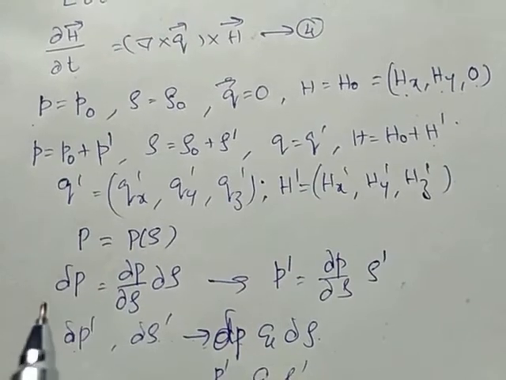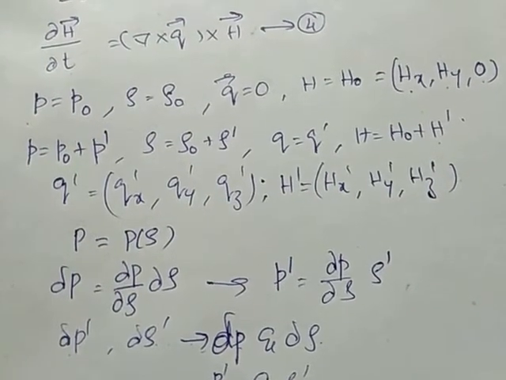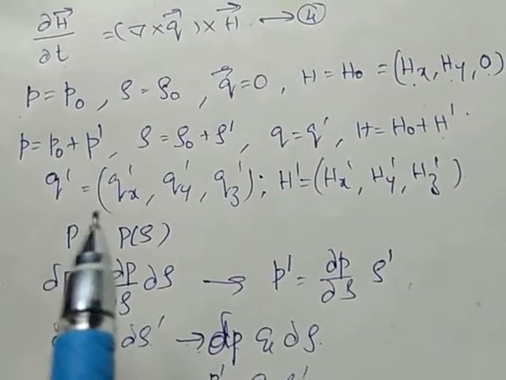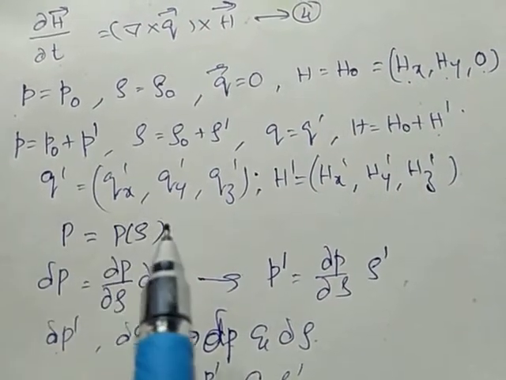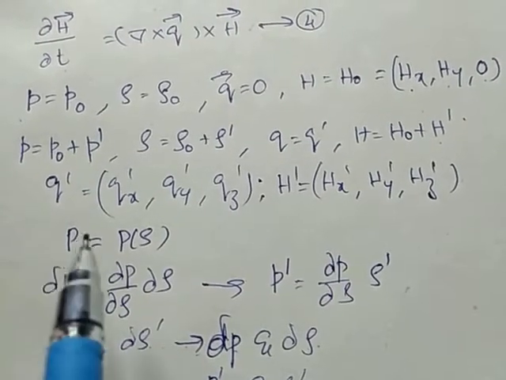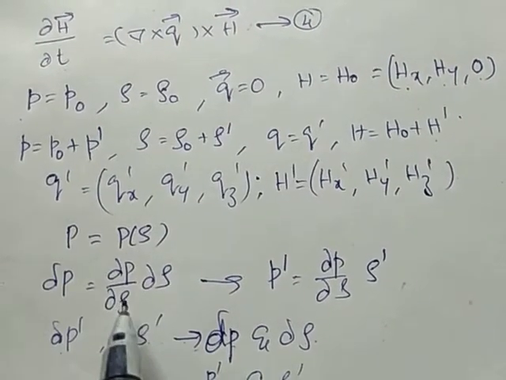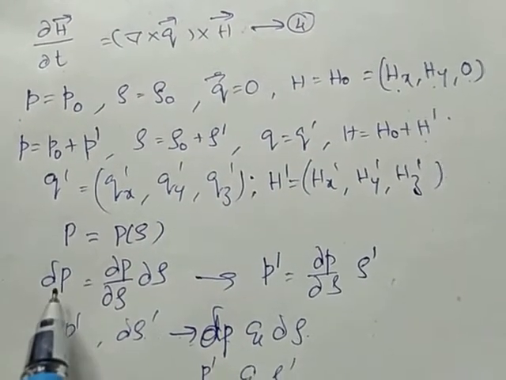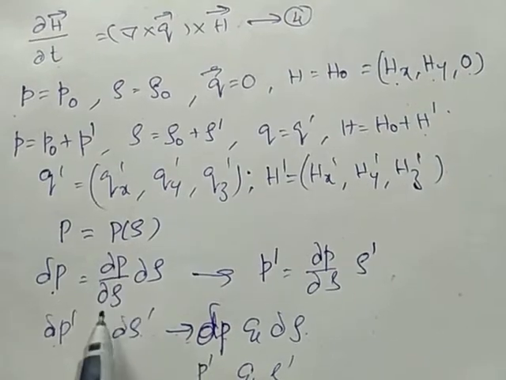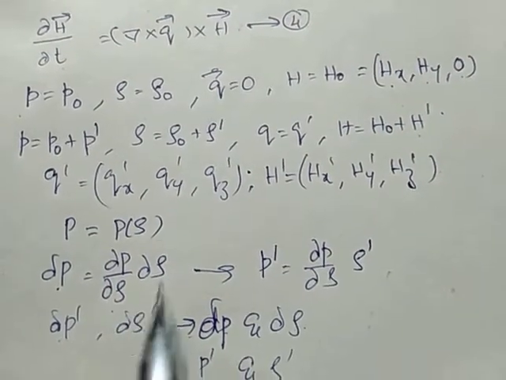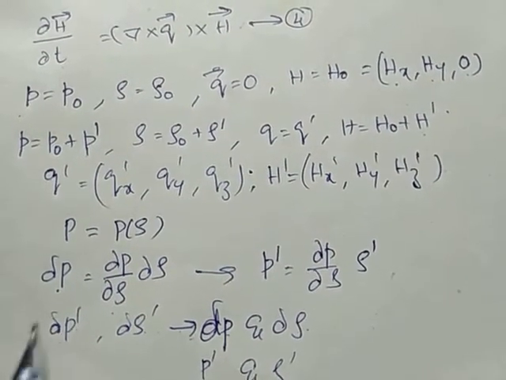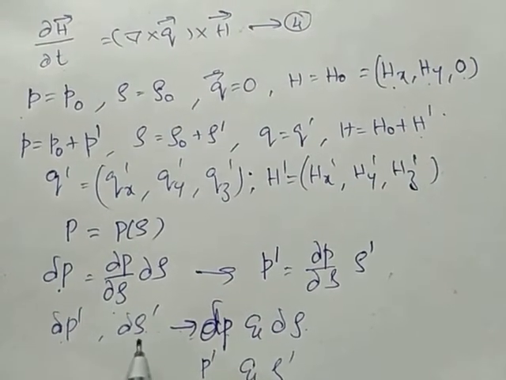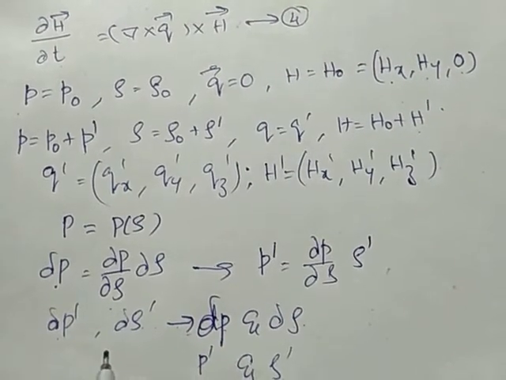For a compressible fluid, pressure is a function of density, or density is a function of pressure. Here we are considering pressure as a function of density. So a small change in pressure can be expressed as del P is equal to dou P by dou rho into dou rho. Since P dash is very small, a small change in P dash is also very small.